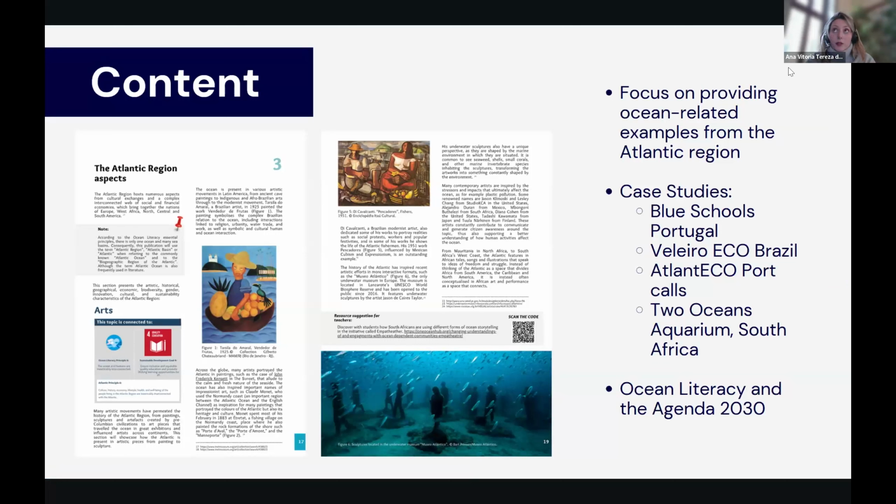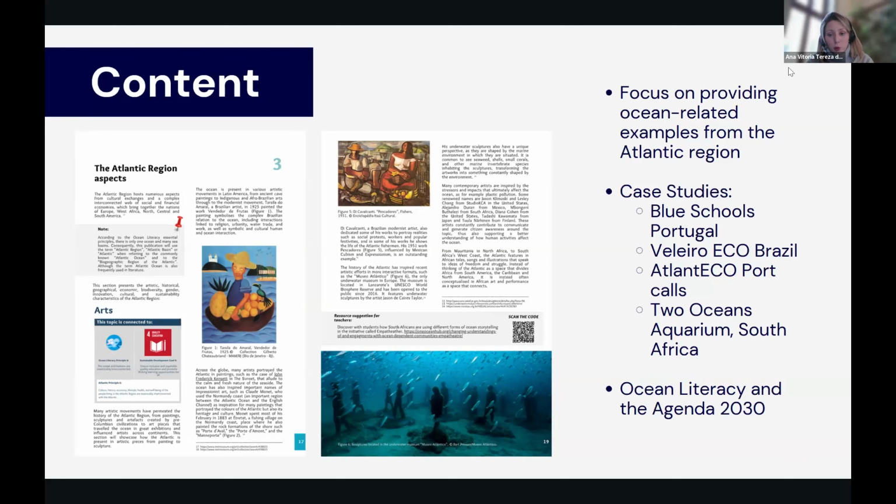So when we developed also this material, we had a strong focus on providing ocean-related examples from the Atlantic region, especially from regions that are often not well represented or not well spoken on when we talk about ocean topics. So we brought new examples, different things that you might not be able to find elsewhere. And we also have some case studies from very interesting projects that are taking place in the Atlantic.